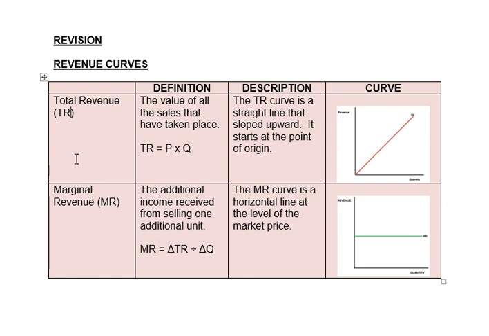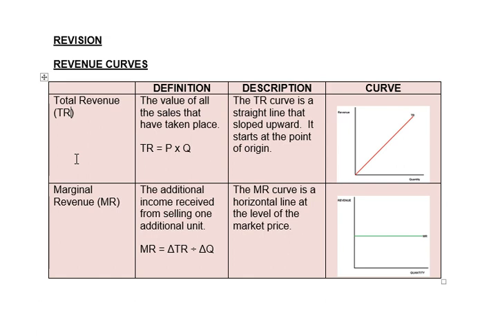The revenues that we did look at last year, the first one was total revenue, the abbreviation TR. Remember, your total revenue is all the income that the business receives when they sell all of the output that they have produced. So the formula to calculate total revenue will be price times quantity.